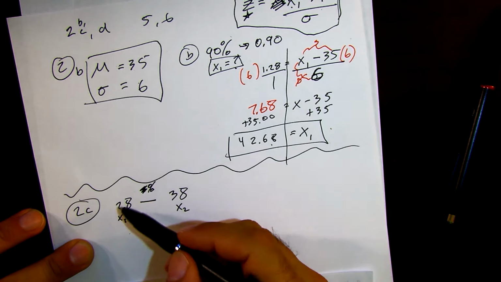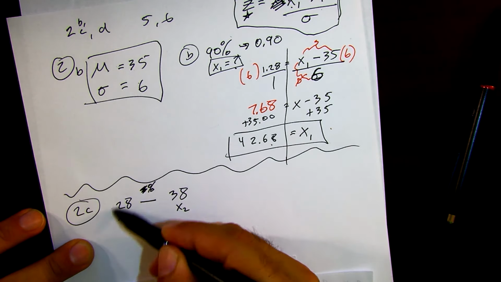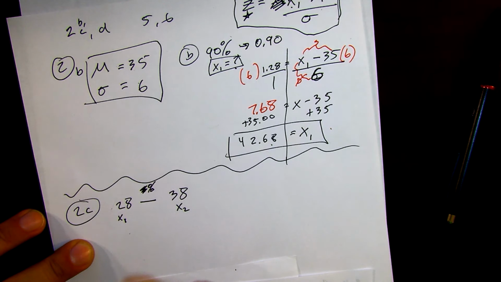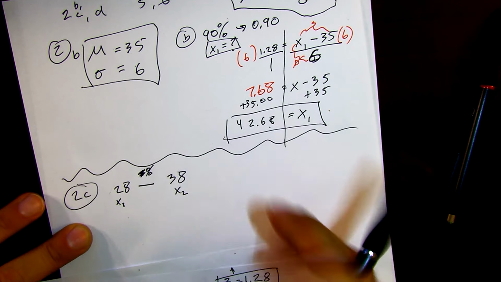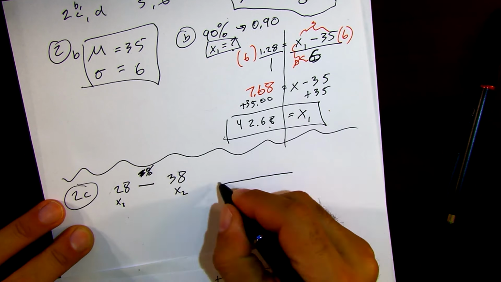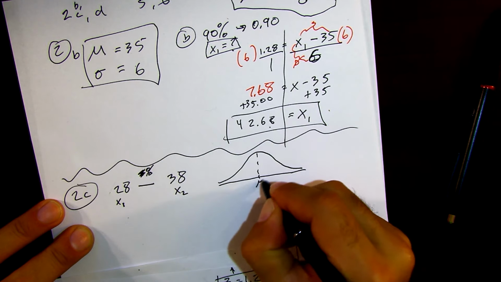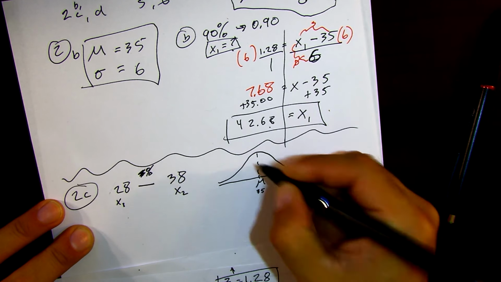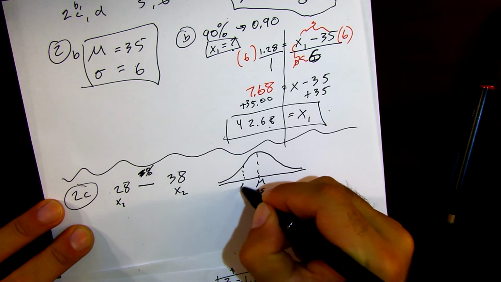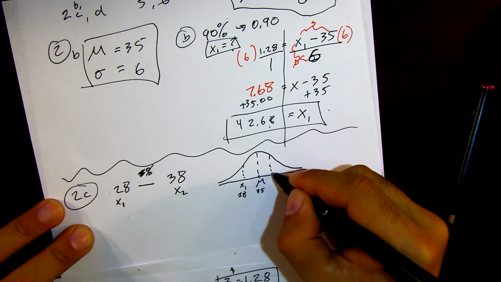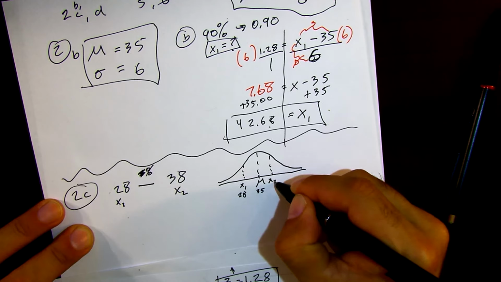Find the percentile for this, 28. Find the percentile for 38, and then find the difference between them. That's all we're going to do. So remember that what this is saying is, and let's see. So here's our mu at 35. So we know that we have one number right here at 28. We have the other number over here at 38, and that's our x sub 2.